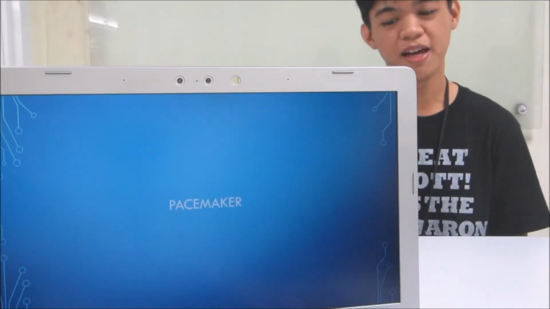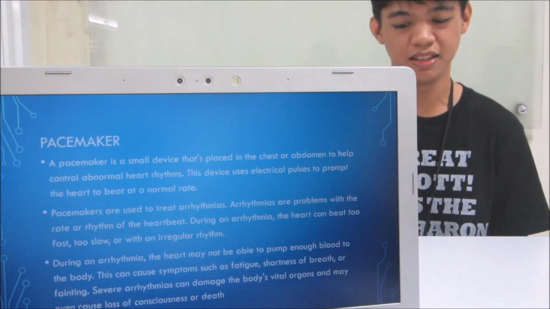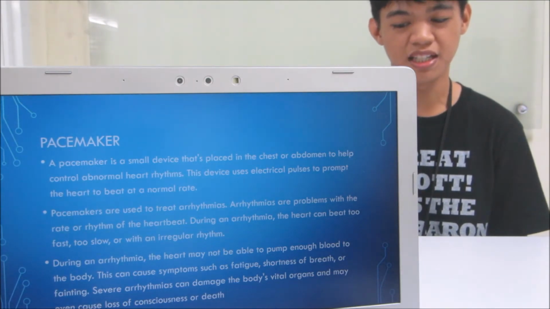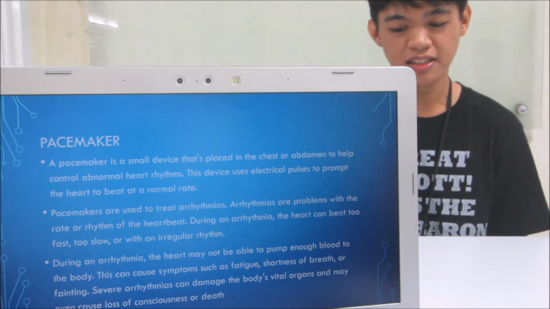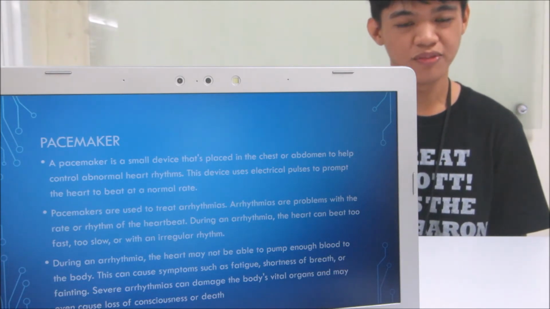An example of bioelectronic devices is a pacemaker. A pacemaker is a small device that's placed in the chest or abdomen to help control abnormal heart rhythms. This device uses electrical pulses to prompt the heart to beat at a normal rate. Pacemakers are used to treat arrhythmias. Arrhythmias are problems with the rate or rhythm of the heartbeat.